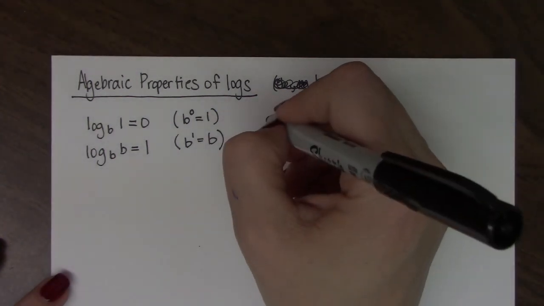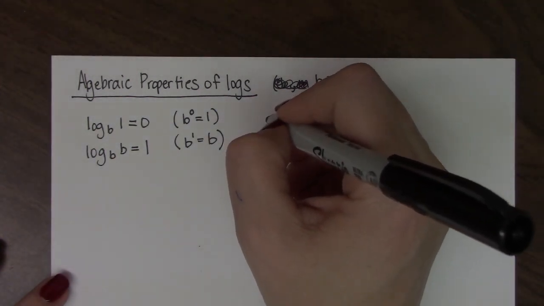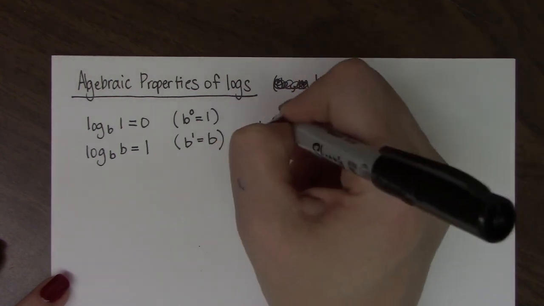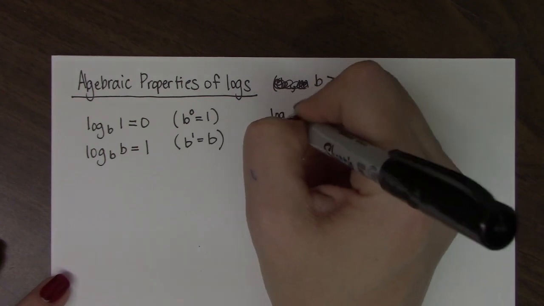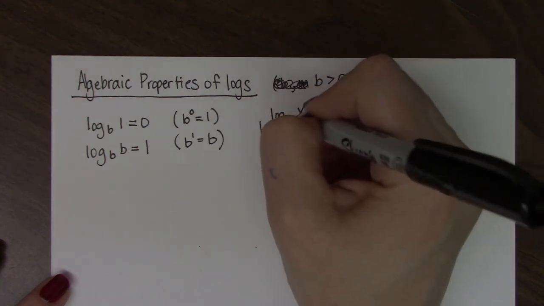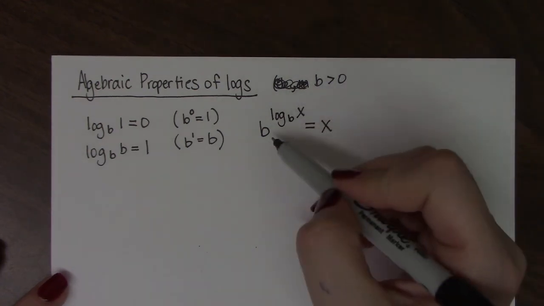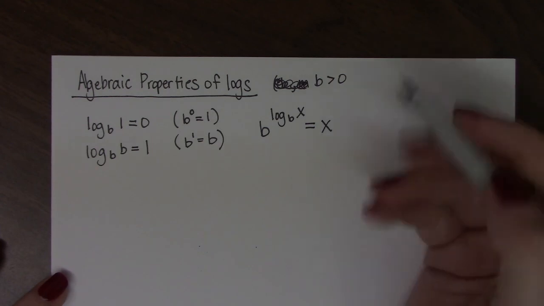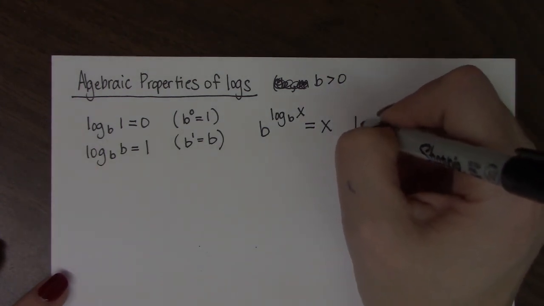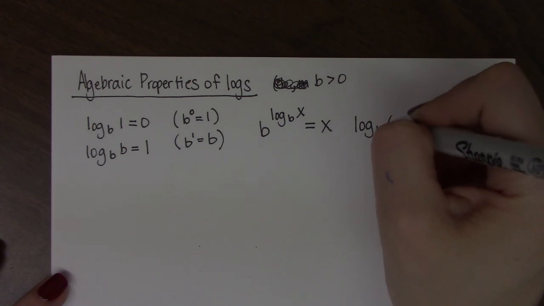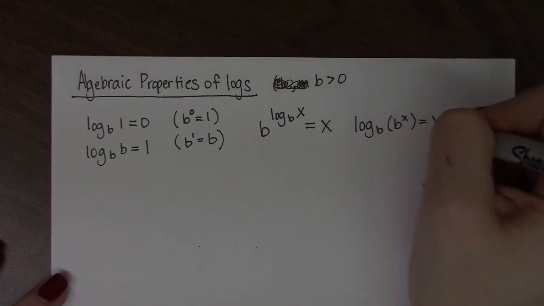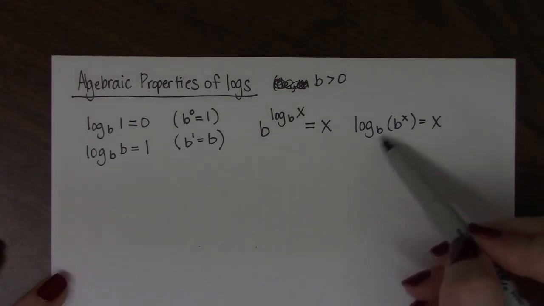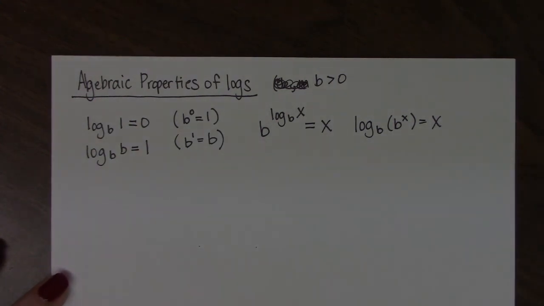We also said that if I plug a log into its own inverse and vice versa, that works. So that means b raised to the log base b of x equals x. This base and this base have to match in order for this to be true. Similarly, log base b of b to the x equals x. So once again, the base of the log and the base of the exponential have to match in order for this property to hold.